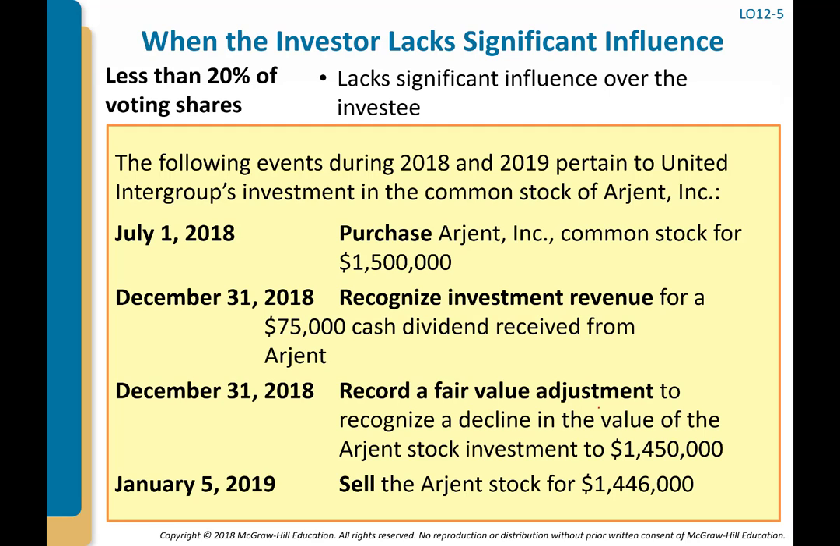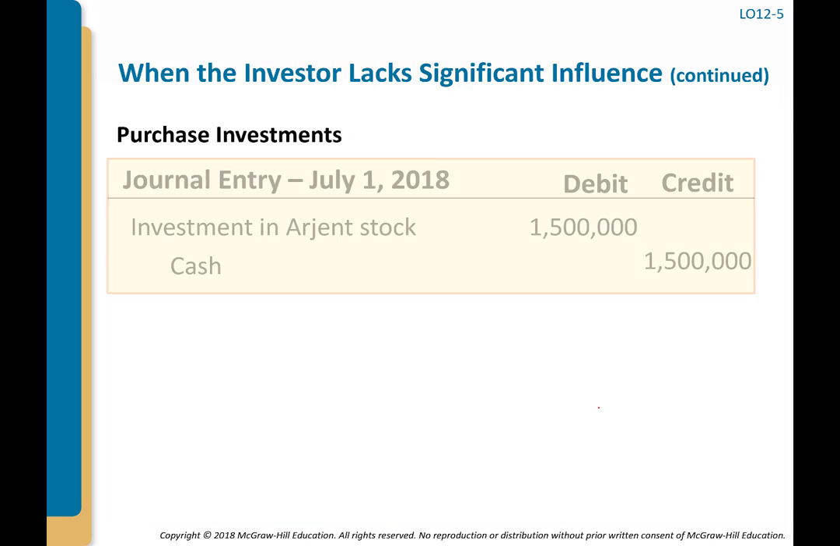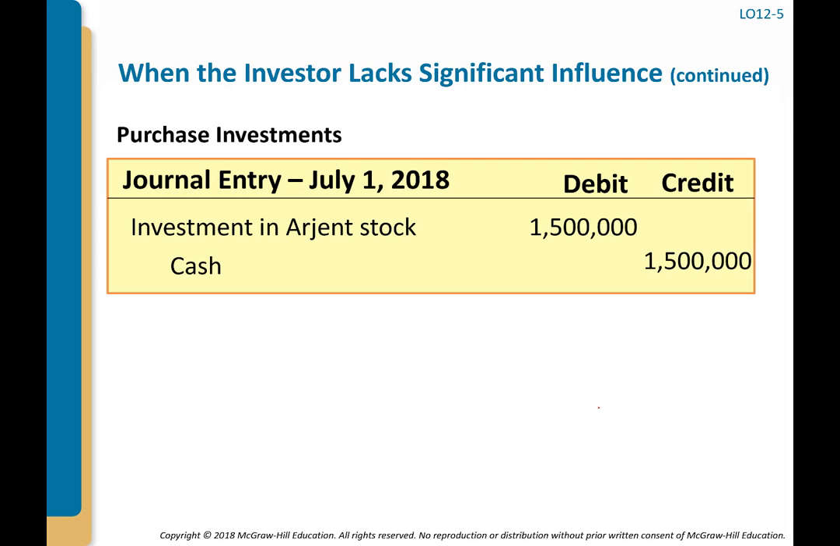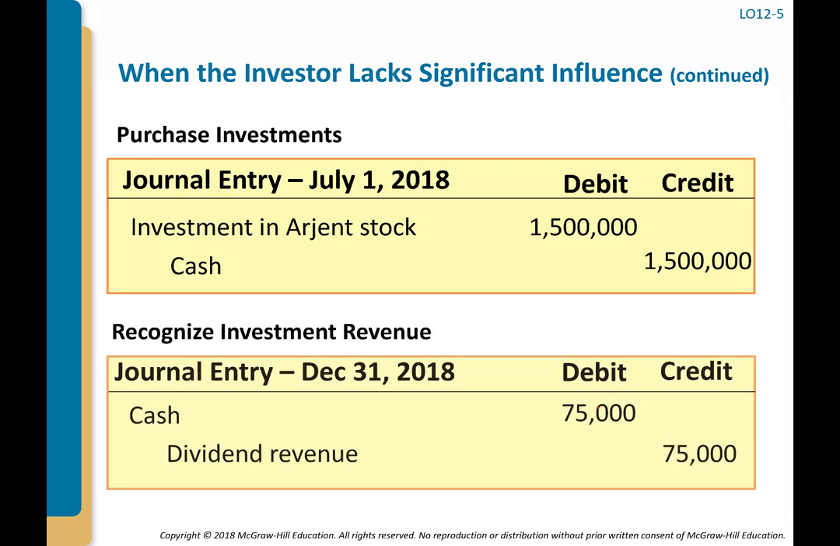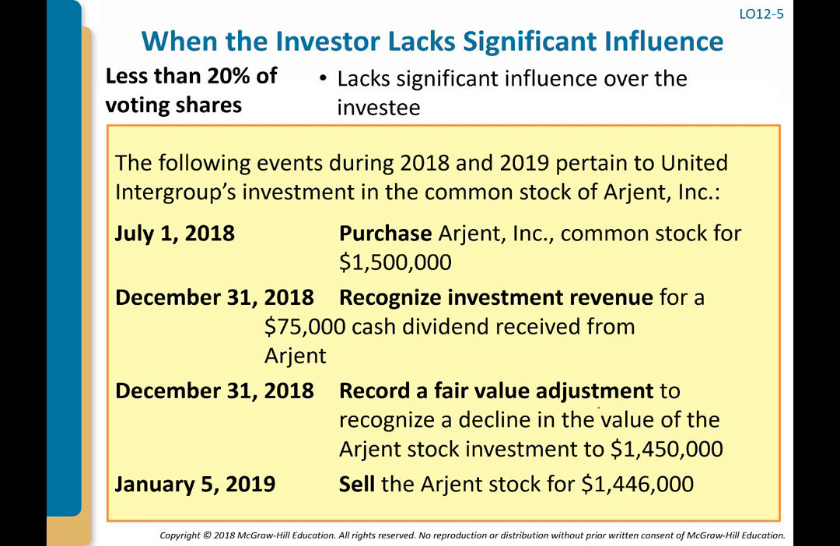$1,500,000 to $1,450,000. Okay. And then that next year, they sell it for a little bit more than that, don't they? Okay. So let's go ahead and see what happens here. We make the investment, easy enough. And then the dividend revenue is whatever the dividend is that they paid to us, $75,000. Now, be careful, because here they told me that we received a cash dividend of $75,000.